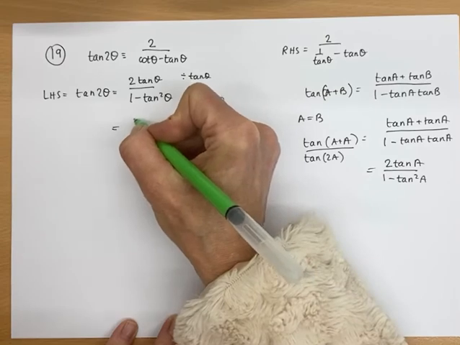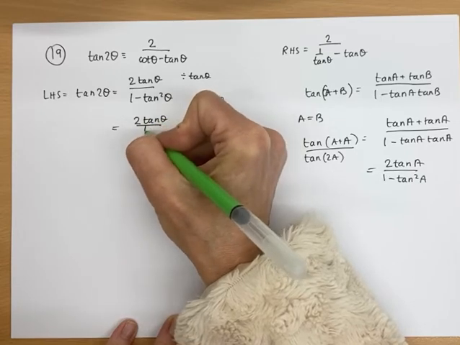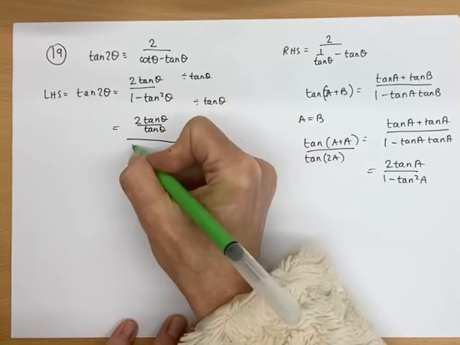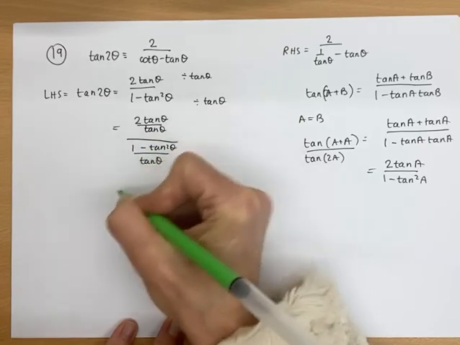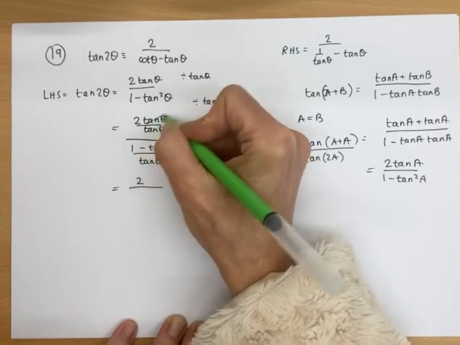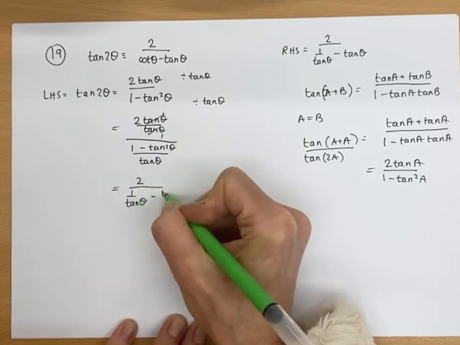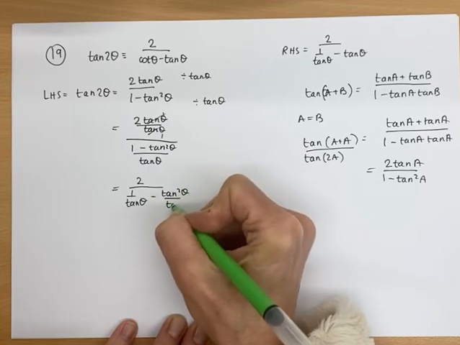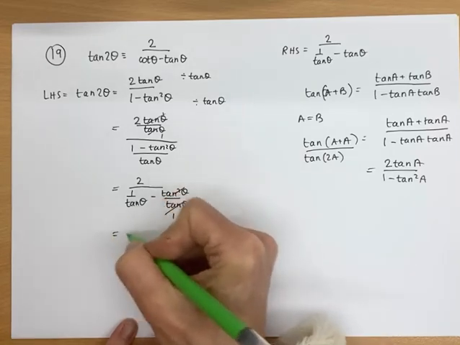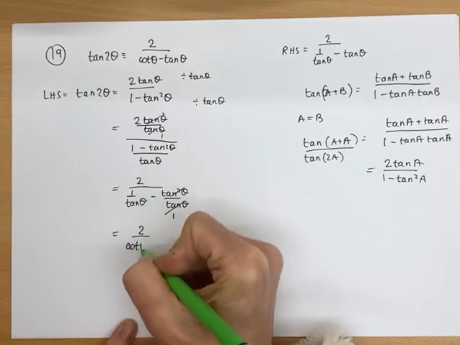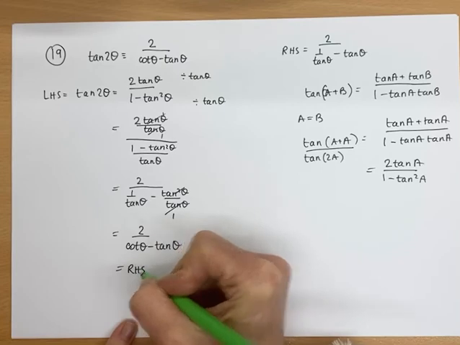So you will have 2, let's just do it fully, why not? Divided by tan theta, 1 minus tan squared theta divided by tan theta. So on the top I will have 2 because that cancels. And then you've got 1 over tan theta minus tan squared theta over tan theta. That cancels. You've got tan theta over 1. This one is cot, so you've got 2 over cot theta minus tan theta, which is the right-hand side, which is proven.